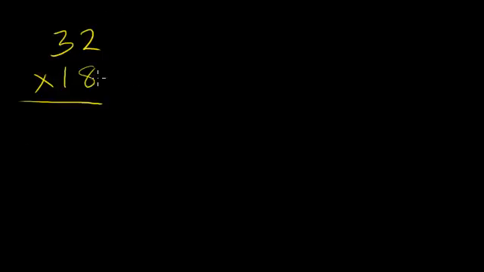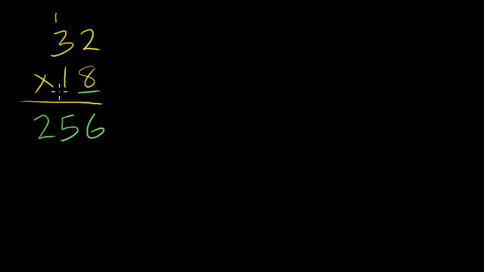32 times 18. You say 8 times 2 is 16. I'll do it in our head this time because you don't always have all of the space to work with. So 8 times 2 is 16. Put the 1 up there. 8 times 3 is 24. 24 plus 1 is 25. So 8 times 32 was 256.